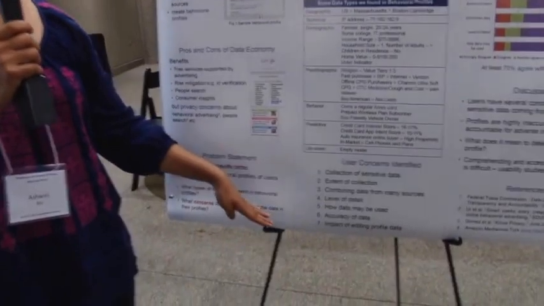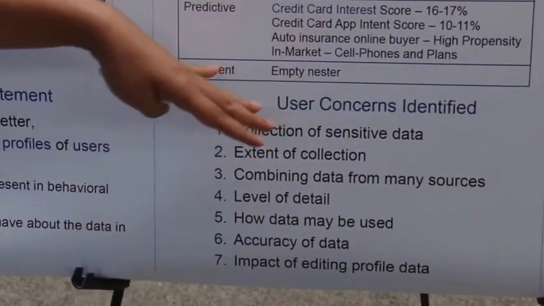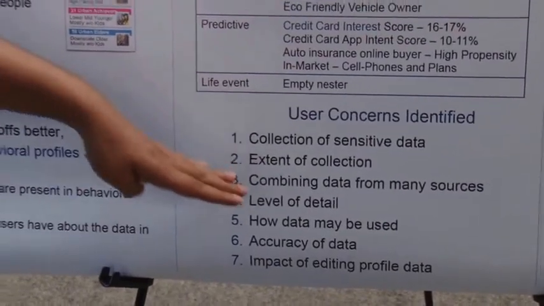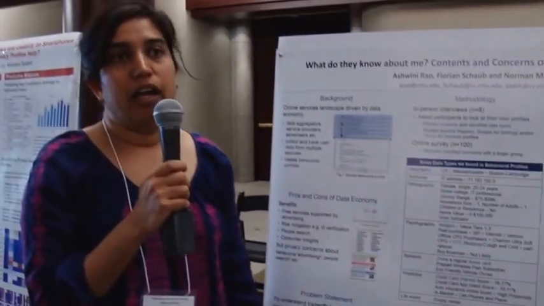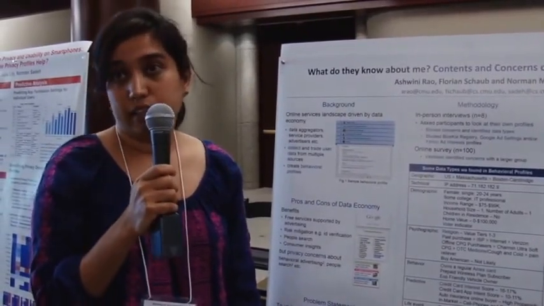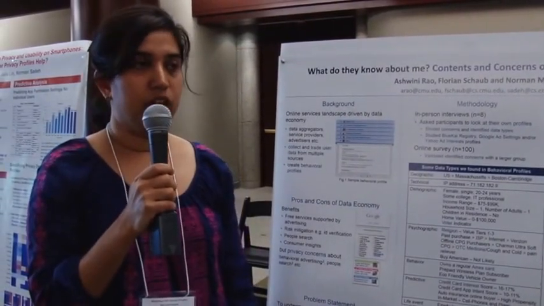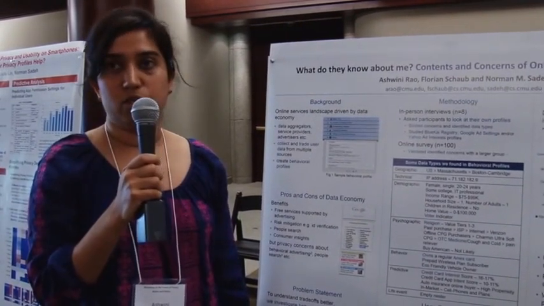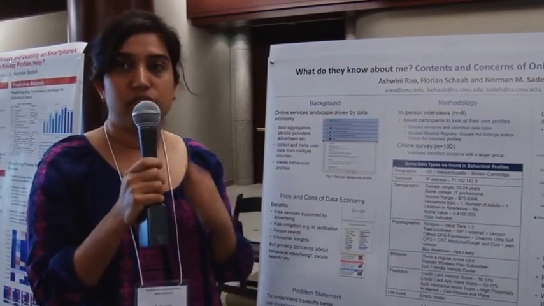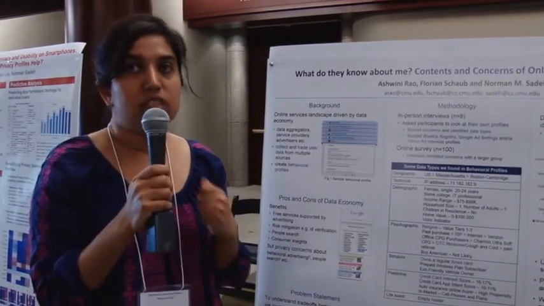About user concerns, people think some of this data at least is sensitive. And a bigger concern was that, okay, if Rite Aid knows about what I do at Rite Aid, it's okay. If Walmart knows what I do at Walmart, it's okay. But combining these two things and putting it in a single location, that's not acceptable.